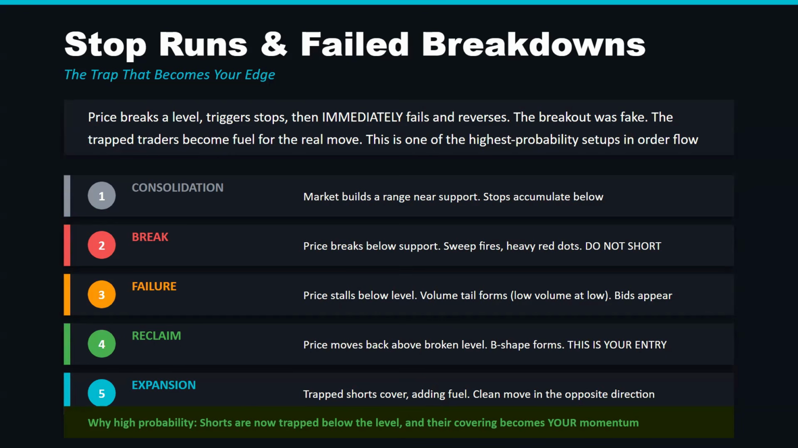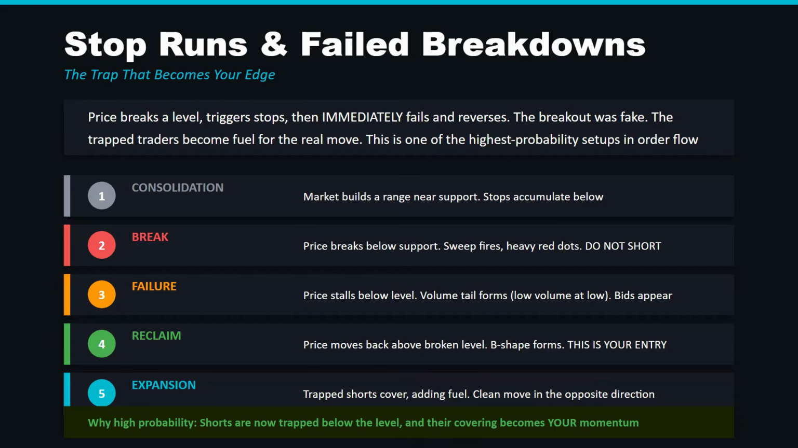Stage one, marking consolidation, in this case near a support. Stops accumulate below. Then stage two is the break. So we break below support. Stage three, we sweep. We have heavy red dots. People are euphoric and start shorting. Oh, we're breaking below a key level. In this case, let's say pre-market low. A lot of people short there and get trapped. Ideally, you don't want to short there. That's the trap, right? Then price stalls below that level.